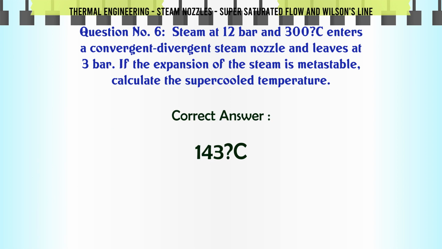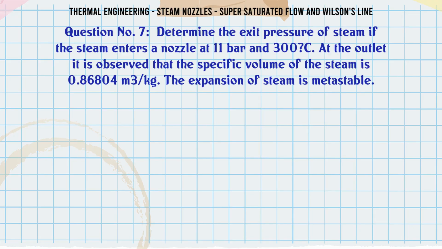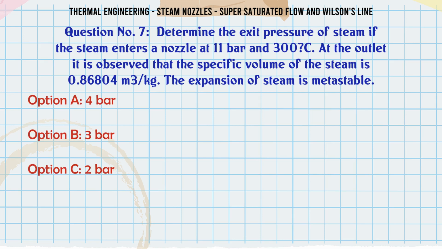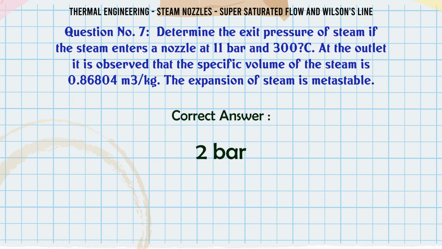143 C. Determine the exit pressure of steam if the steam enters a nozzle at 11 bar and 300 C. At the outlet it is observed that the specific volume of the steam is 0.86804 m3/kg. The expansion of steam is metastable. A: 4 bar, B: 3 bar, C: 2 bar, D: 1 bar. The correct answer is 2 bar.